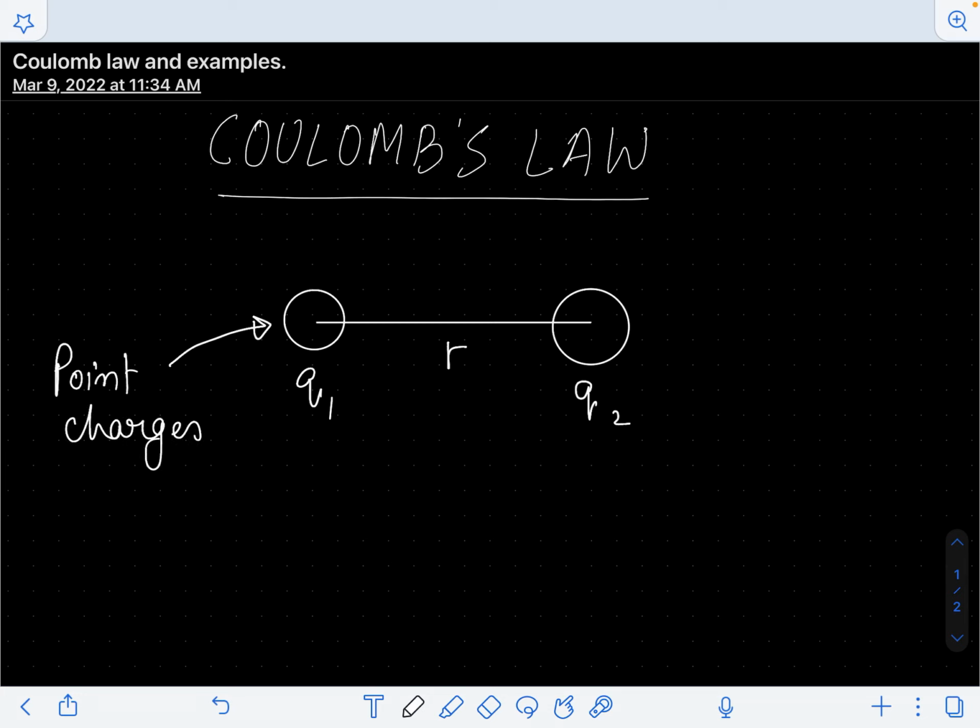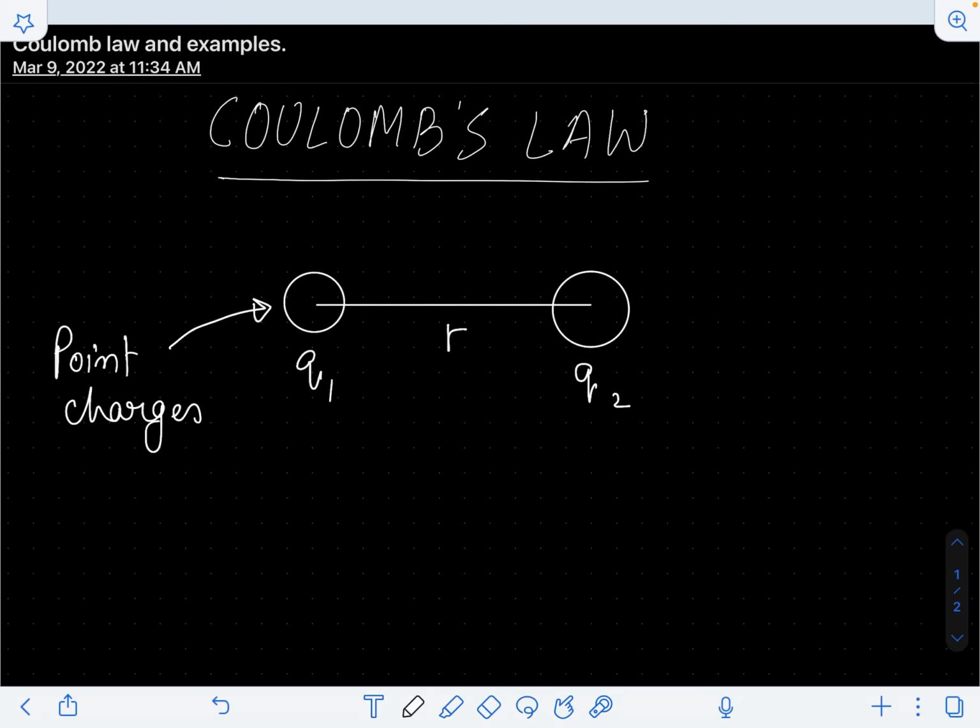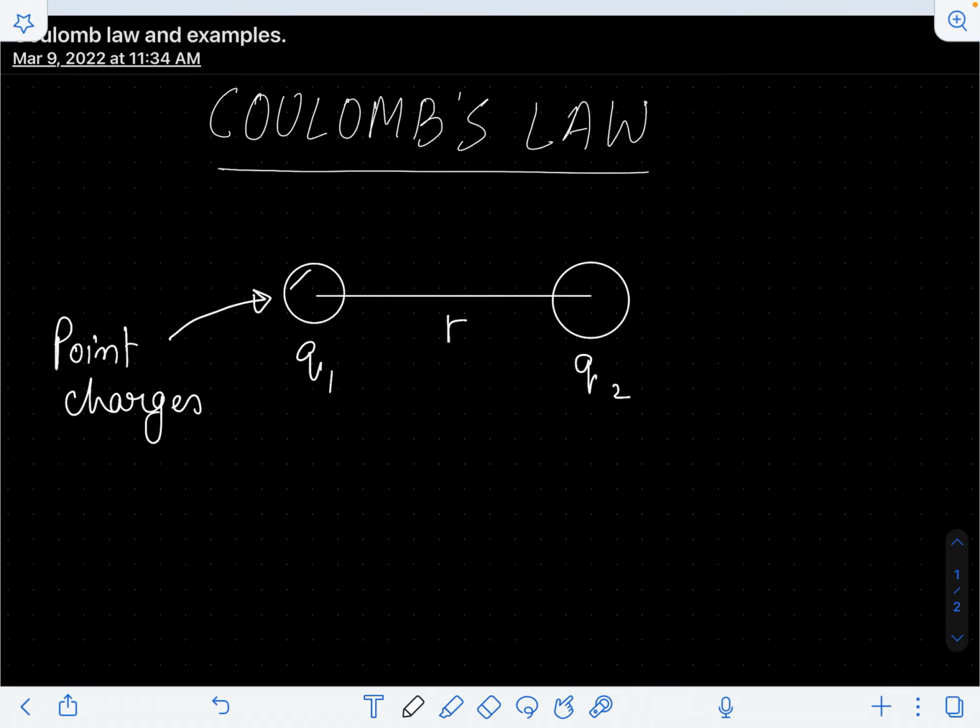Point charges means that the dimensions of the object on which the charge is placed, the dimensions of this particle, are very small as compared to the distance between these two particles. Then we can consider these as point charges. So we are taking the r from the center of one point charge to the center of another point charge.